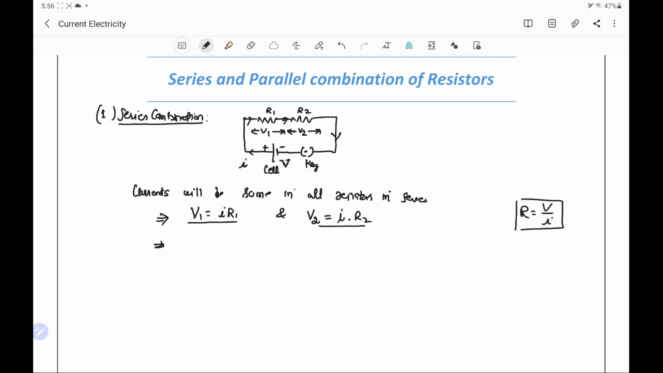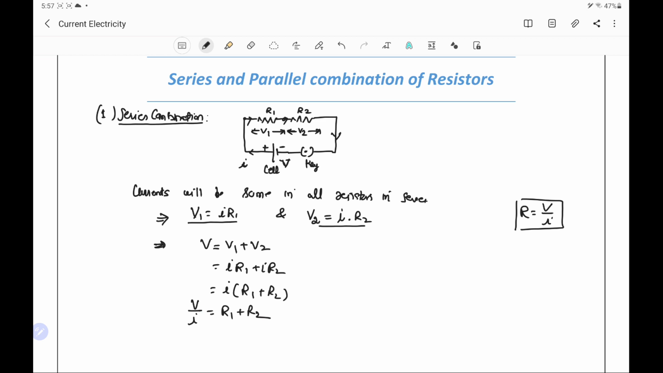And this V1 and V2 sum gives the value V, because V is the EMF of the battery. Substituting the values of V1 and V2, we get IR1 plus IR2. Taking I common, it gives R1 plus R2, and bringing I to the left side, we get V by I equal to R1 plus R2.